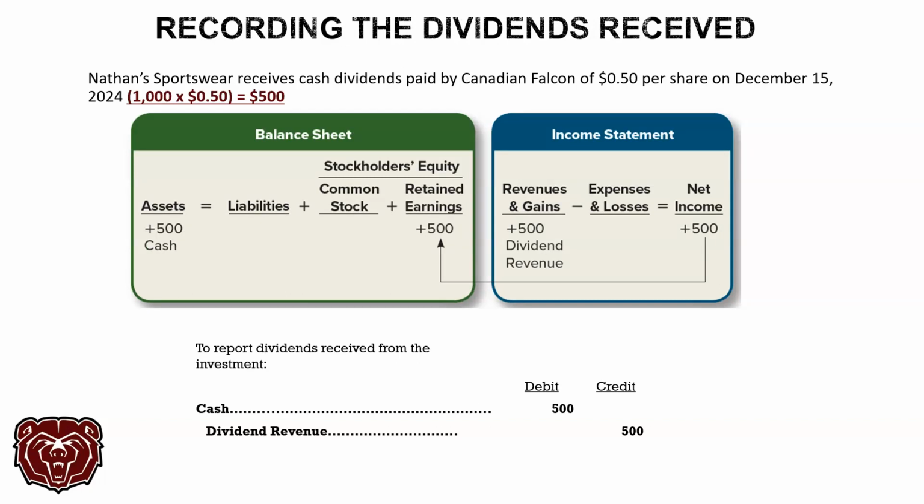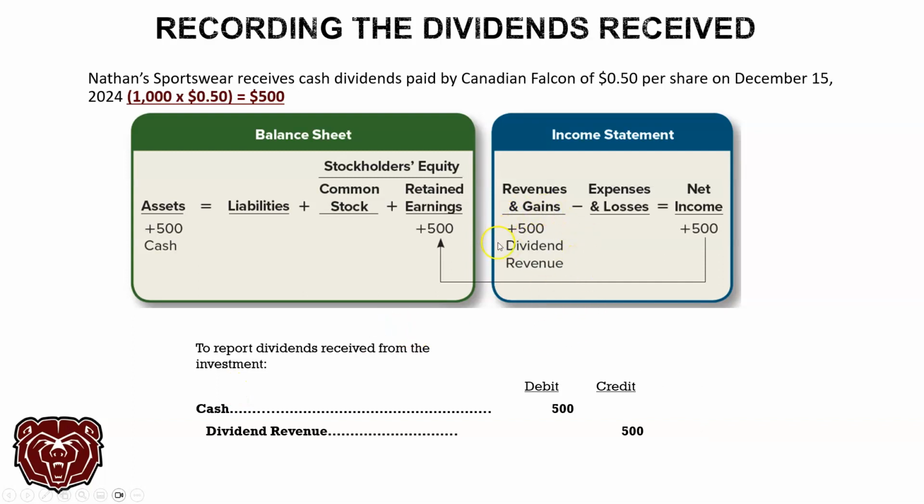Now, when you receive a dividend, when they pay you the cash for owning shares of their stock, that goes into your income statement as dividend revenue, and here's how we record it. Let's say that Nathan Sportswear is going to receive cash dividends from Canadian Falcon of 50 cents per share on December 15th. We own 1,000 shares of that stock, and they're paying us 50 cents for each share we own. So you take 1,000, multiply it times 50 cents, you get $500. Our dividend revenue is going to be $500.